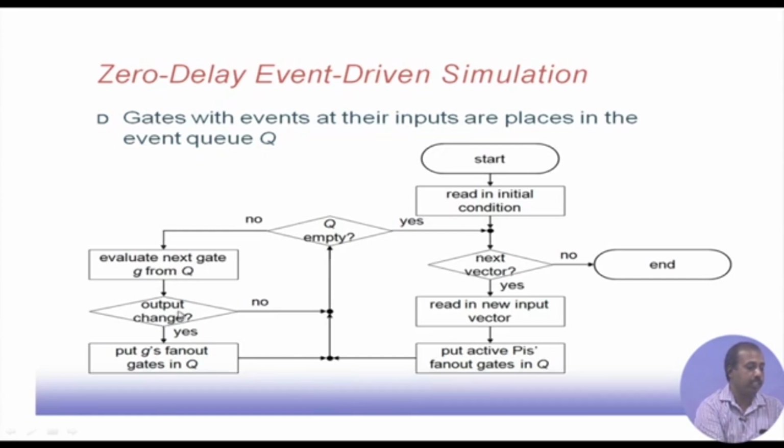It takes the next gate G from the queue and evaluates it. If there is an output change, then we have to put the fan outs of G into the queue again, because those gates again need to be simulated. Otherwise, it goes back and checks whether there is any more gate in the queue or not. When the queue becomes empty, it means that for the current test vector we have completed the simulation. Then it has to go for the next test vector. In this way it continues, as long as there are vectors available in the stimulus file. Once there is no more vector, the simulation will end. That is the zero delay event driven simulation policy.